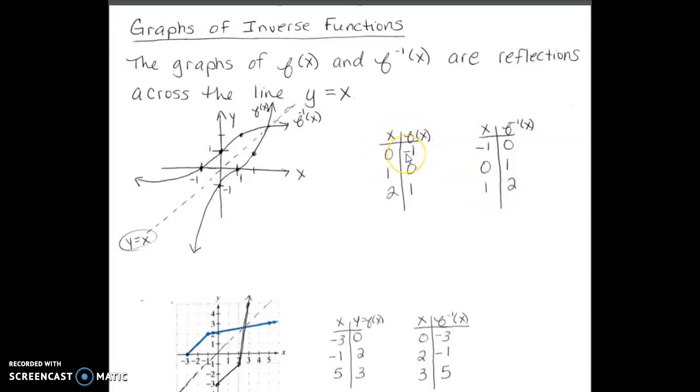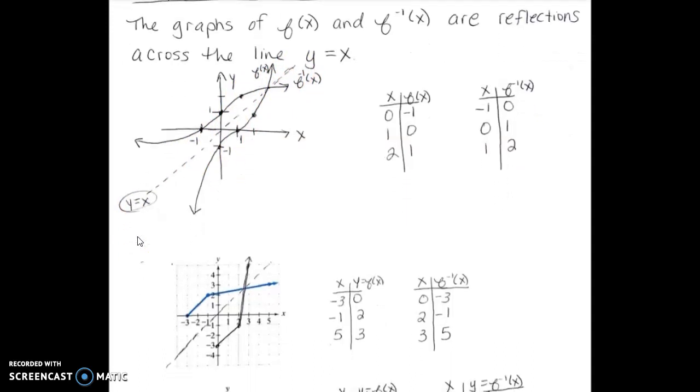So this point, 0, -1, would turn into -1, 0. The point 1, 0 would turn into the point 0, 1, and the point 2, 1 would turn into the point 1, 2. And then if I plot these new points from this new table, I should have my inverse graph. So notice -1, 0 would be here, 0, 1 would be here, and then 1, 2 would be here. So I would draw in my graph, and then we can see that they are reflections across that line.